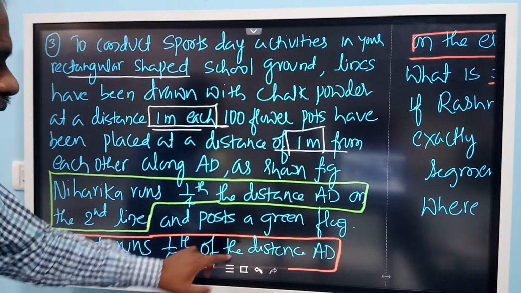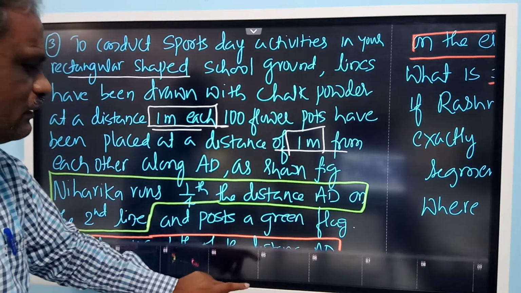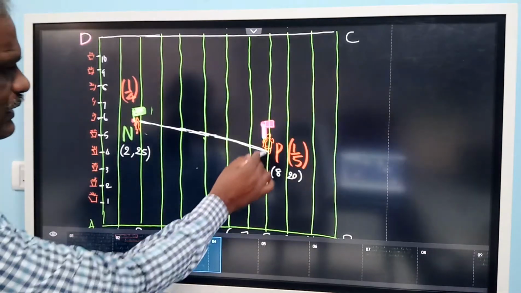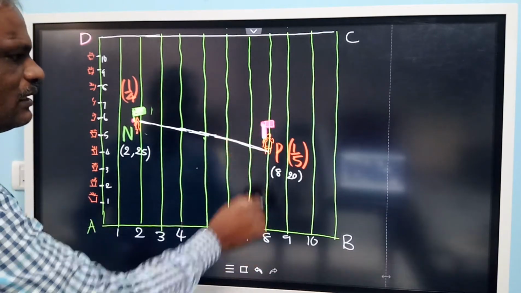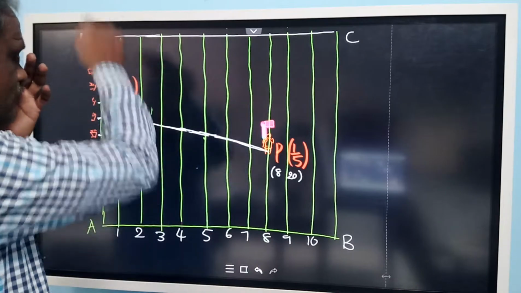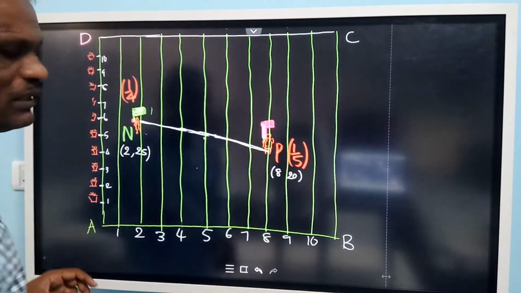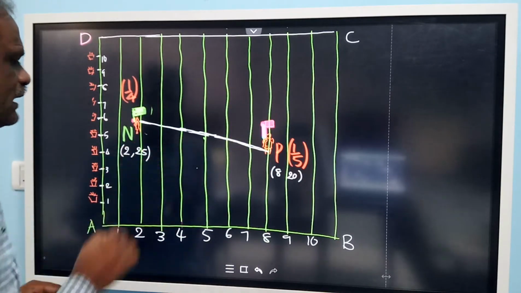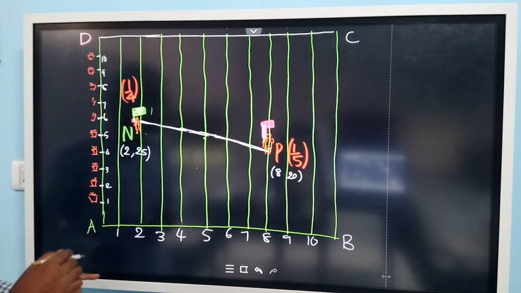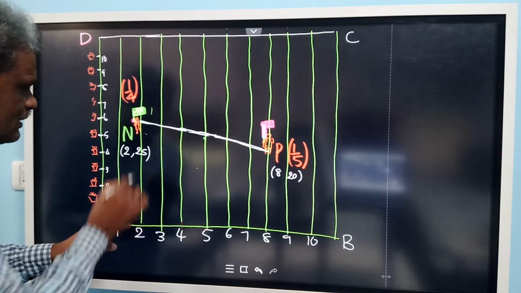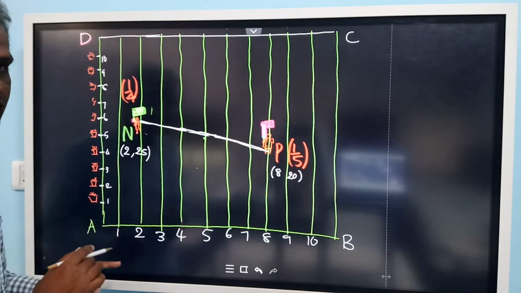Preet runs 1/5 of the distance. Say Preet runs 1/5 of the distance along this 8th line. So this is the 8th line, and the distance he covered along AD, parallel to AD, is 1/5 of the distance. Now we have to find the coordinates of this one. This is along the x-axis and this is along the y-axis. Along the x-axis it is the second line, therefore the x coordinate is 2.